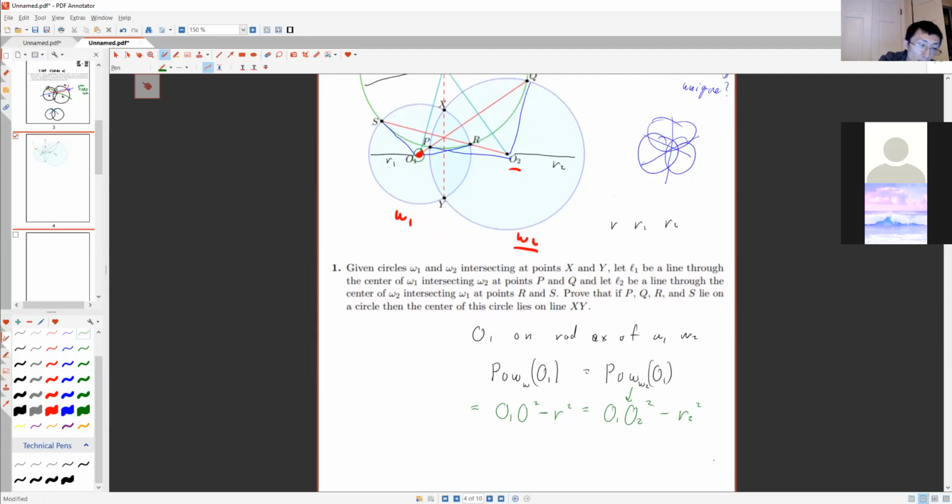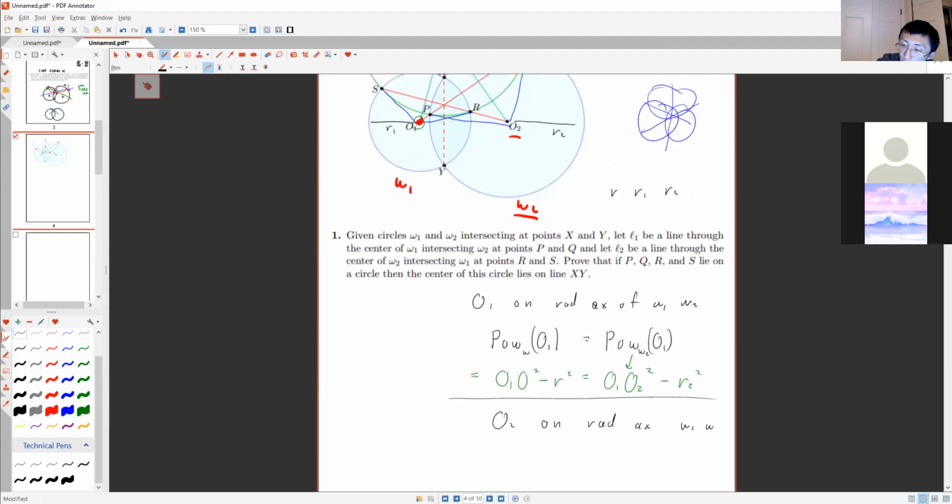Okay, so now we should use the other information, which is that O2 similarly lies on the radical axis of omega 1 and omega. Oh, this should be just omega. So power of O2 equals power of O2, which is like this is for omega 1. This is for omega, I guess. Let's just make this omega, and this is for omega 1.